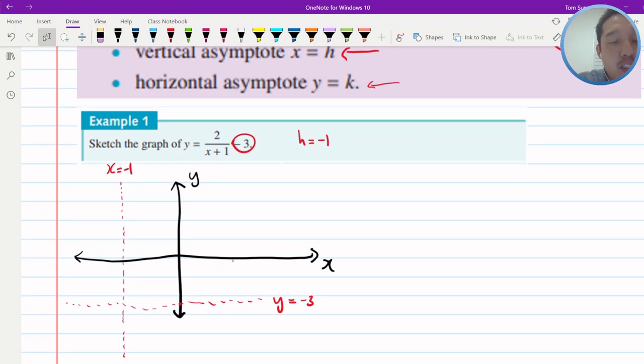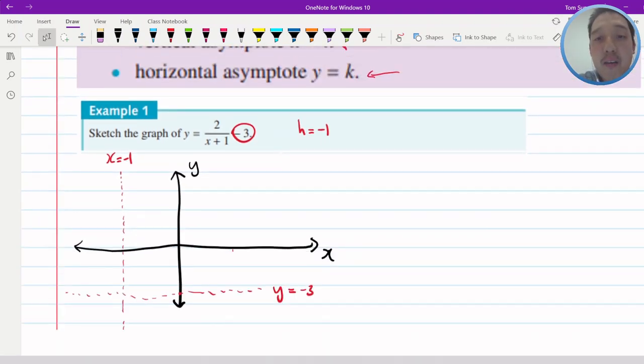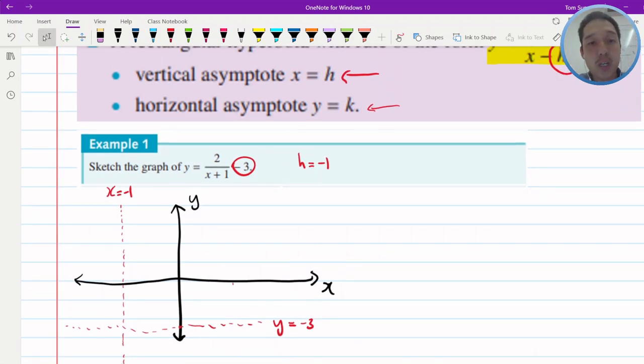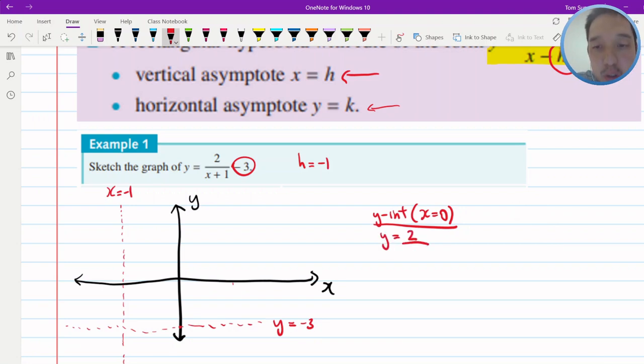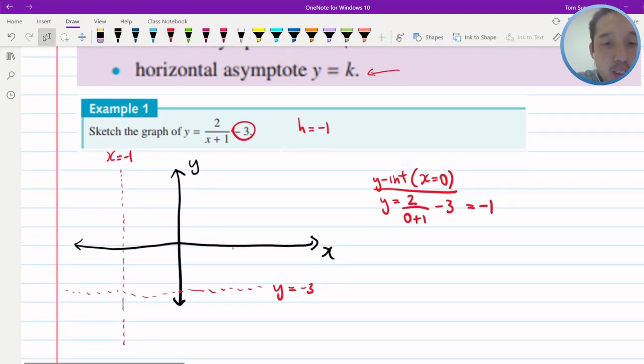Now, what we can do here is find some specific features. Because this has a horizontal asymptote and a vertical asymptote, we can look for key features that we've looked for before, like the x-intercept and the y-intercept. We'll do the y-intercept first. The y-intercept is when x is equal to 0, so we find what the y value is when x equals 0. y is equal to 2 over 0 plus 1, minus 3, so this becomes negative 1. So when x is equal to 0, y is equal to negative 1. We can put that point there.